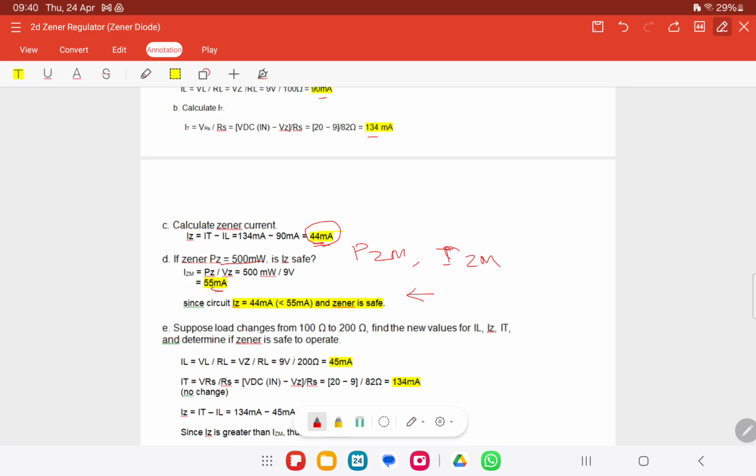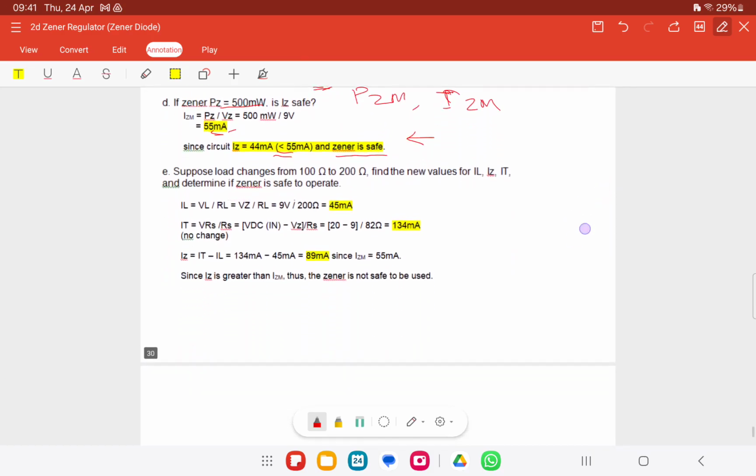This IZM is the maximum Zener diode current yang boleh flow. If it is more than IZM, meaning that it is not safe. So now kita dapat 44, IZM is 55. So it is less than. So you can conclude the Zener is safe. Okay, the Zener is safe or the current is allowed to flow. Adalah few sikit untuk justify the jawapan.